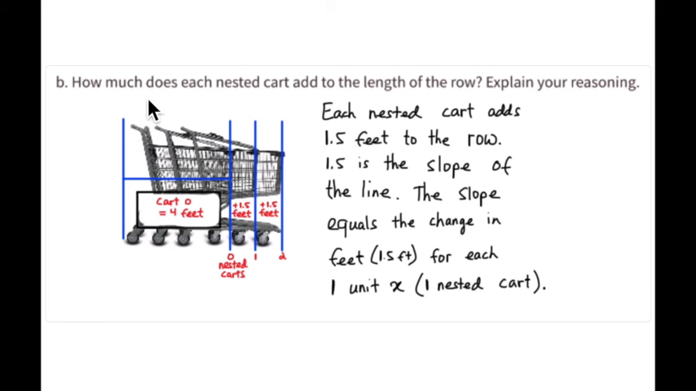All right, and so it says, how much does each nested cart add to the length of the row? Explain your reasoning. So I just restated what I've said earlier. Each nested cart adds 1.5 feet to the row. It's 1.5 feet, and the slope is the slope of the line. The slope equals the change in feet, 1.5 feet for each unit change in nested carts. So 1 unit is 1 nested cart. That equals 1.5 feet. And how you calculated that, I showed you earlier.